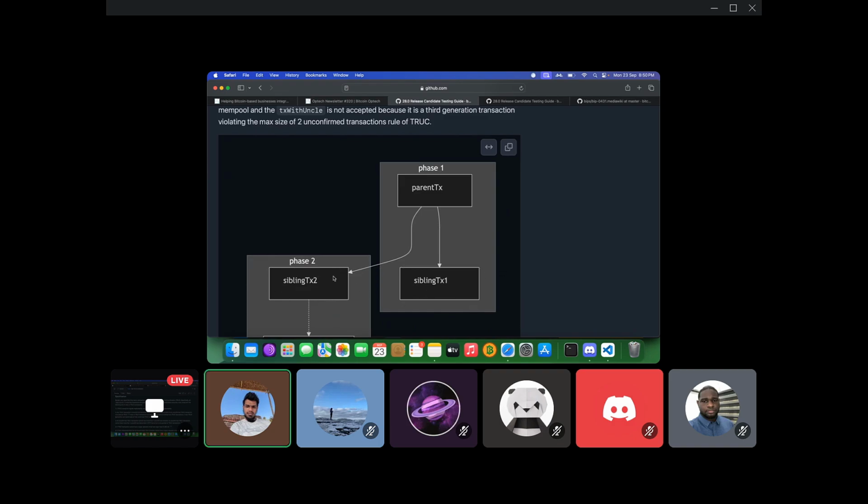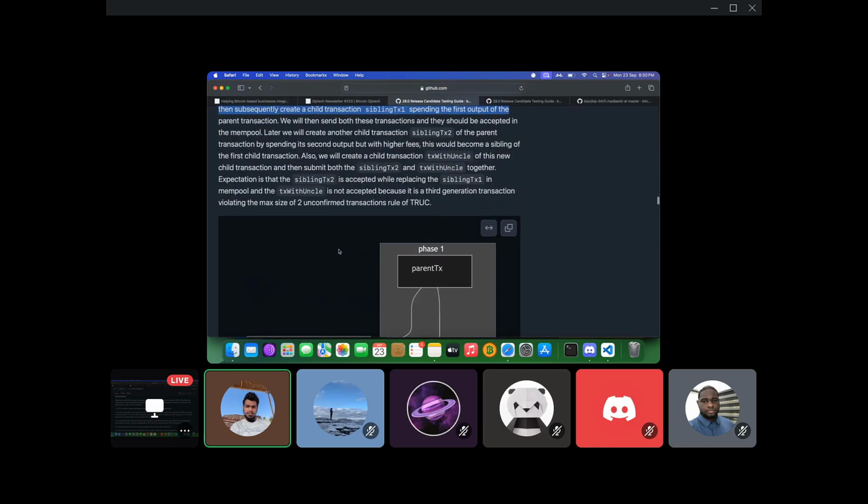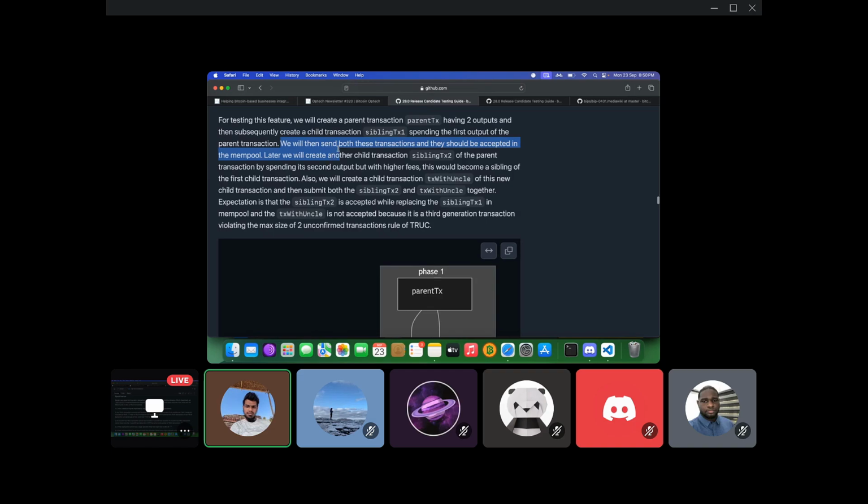And one sibling, despite not in and of itself contradicting the other sibling, is able to replace it, which was not possible earlier. All right. We will then send both these transactions and they should be accepted in the mempool.